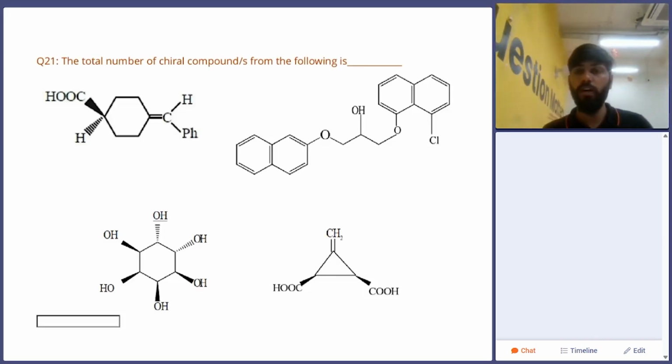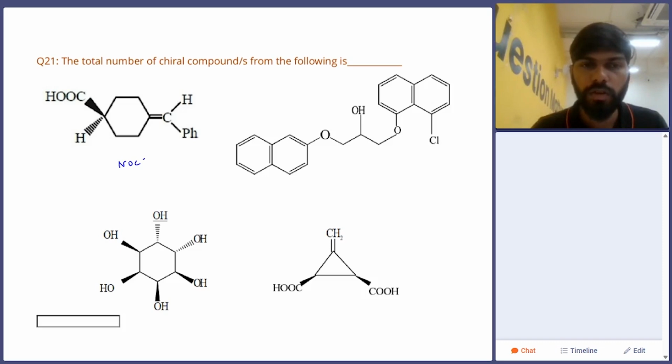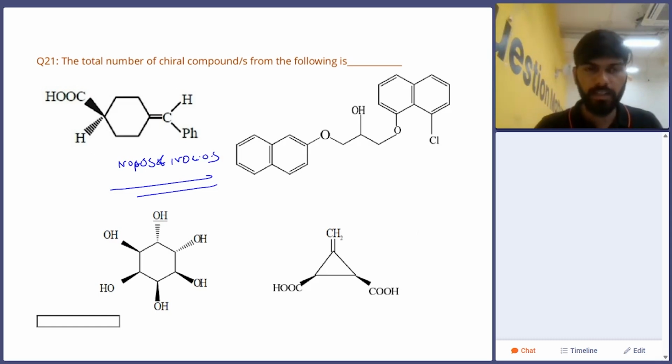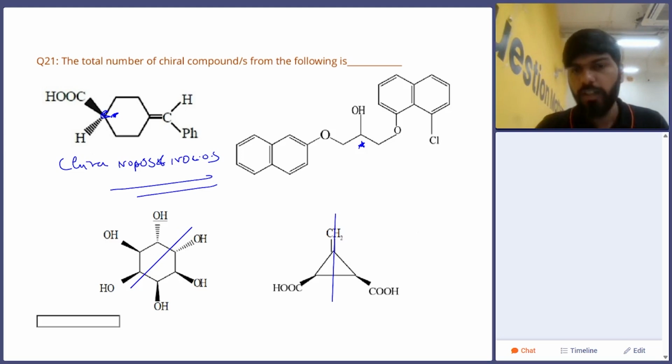Next question. It is an integer type: total number of chiral compounds from the following. First of all, there is no plane of symmetry and no center of symmetry. In this condition, there is a chiral carbon. This one is chiral, and here it is chiral. Here if you check this side, there is a symmetrical condition, and here also you will get a symmetrical condition. So the compounds that are chiral, the right answer is 2.